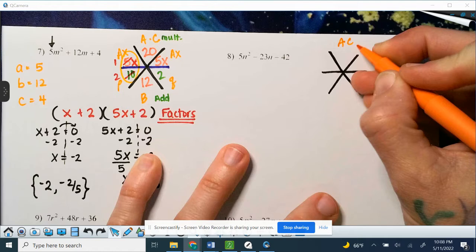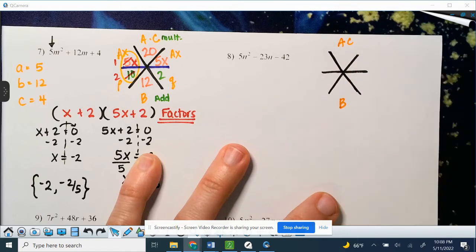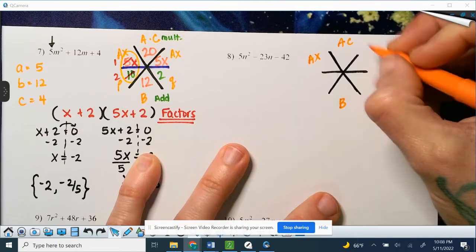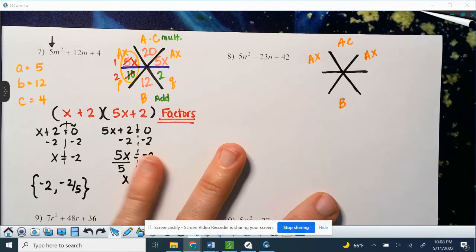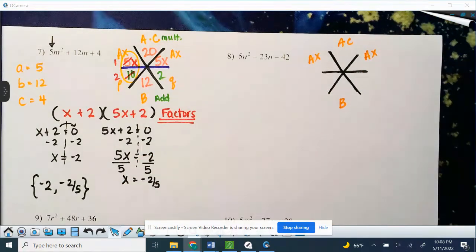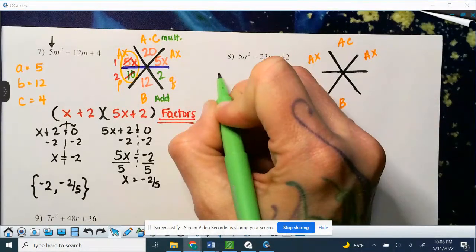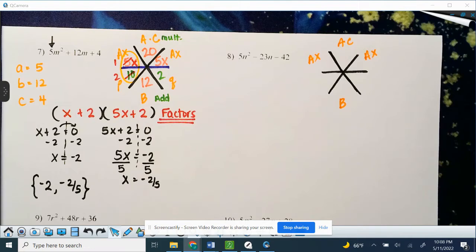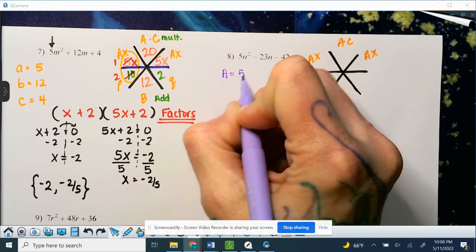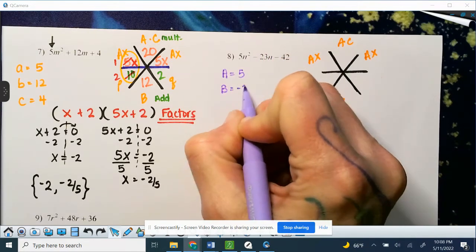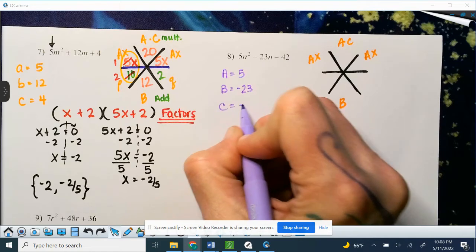So A times C on the top, B on the bottom, AX in the left corner, AX in the right corner. Our factors are going to go in the bottom. So from here, you can at least fill in everything with the factors, all of you, even if you're not good at factoring. In this case, we know that A is 5, so A equals 5. And then B is negative 23, so A equals 5, B equals a negative 23, and C equals a negative 42.